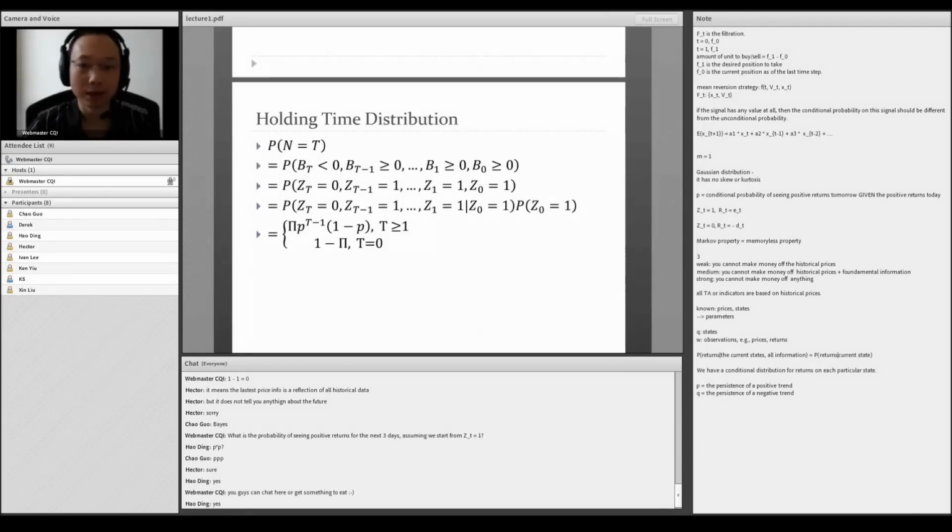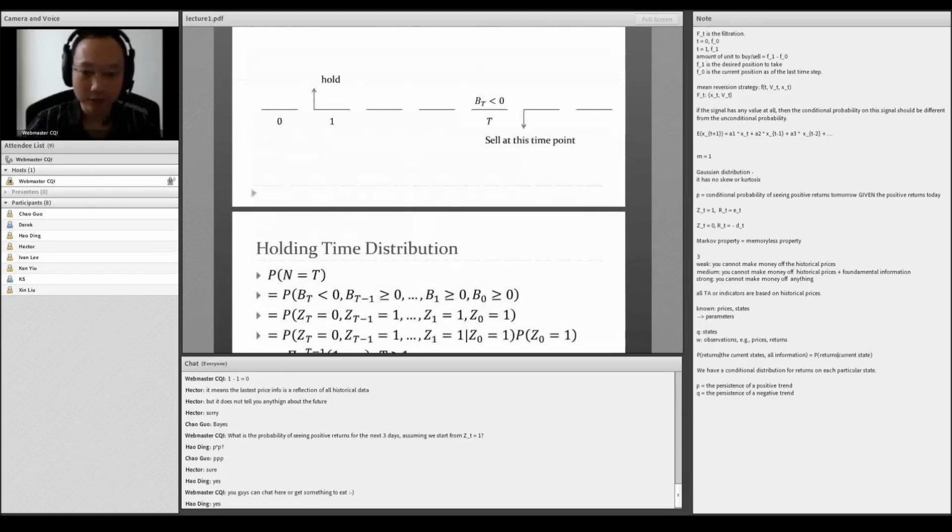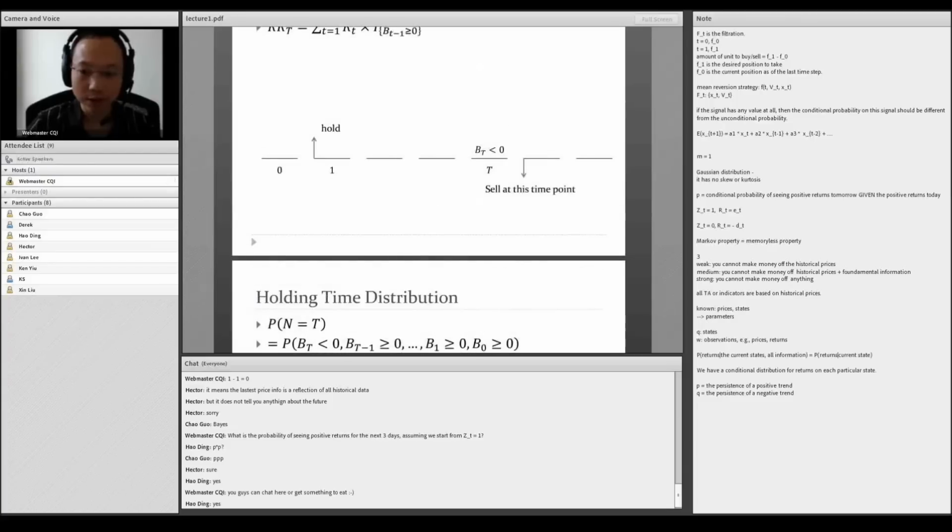Now it's very simple. You read this thing backward. We enter a long trade because the signal is positive, right? Because BT is positive, and you hold it the next day also because BT is positive. So you hold until BT becomes negative, in which case you enter a short position, right? So basically, the probability of holding the trade for T periods of time is equivalent to you having T minus 1 BT positive, and then at time T you have BT being negative. So it's the probability.